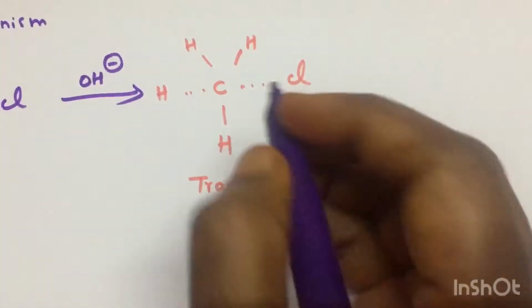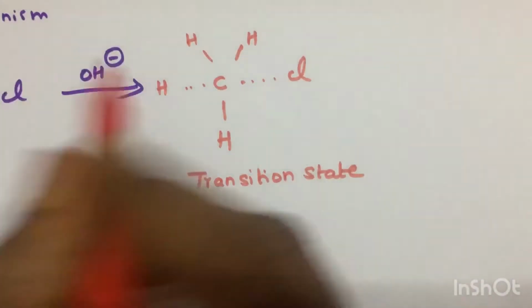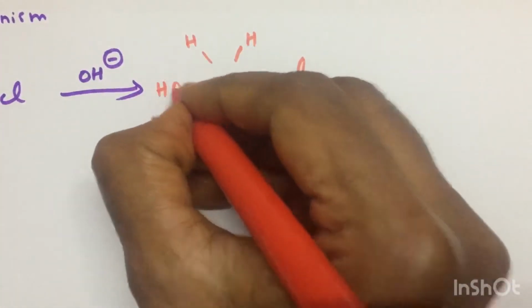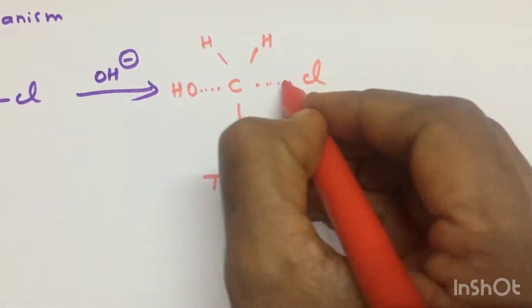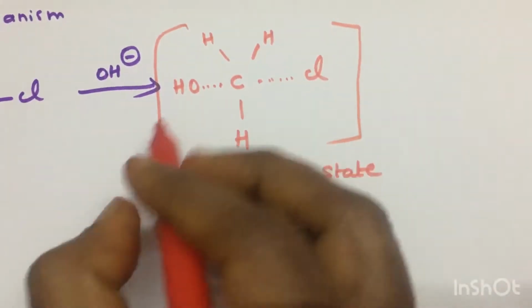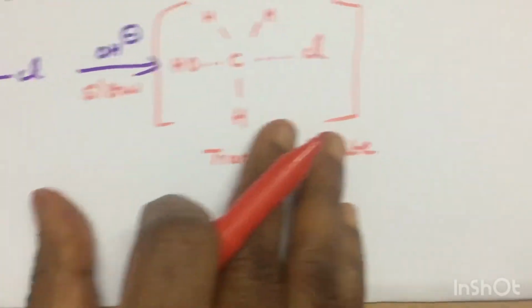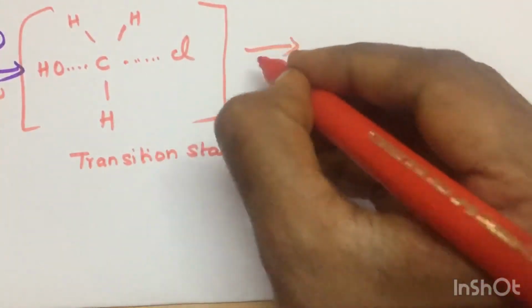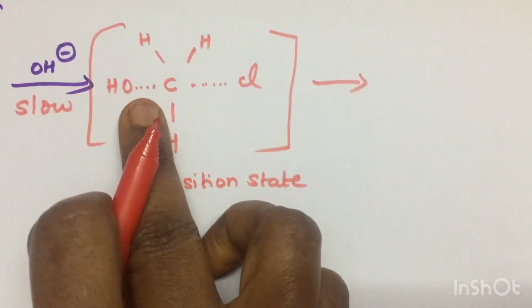Here the leaving group leaves, and this is the incoming group. This bond is not completely broken and this bond is not completely formed. So this is a transition state, and this is the slow step. It takes place very slowly. After that, what happens? This bond completely breaks and this bond is completely formed.